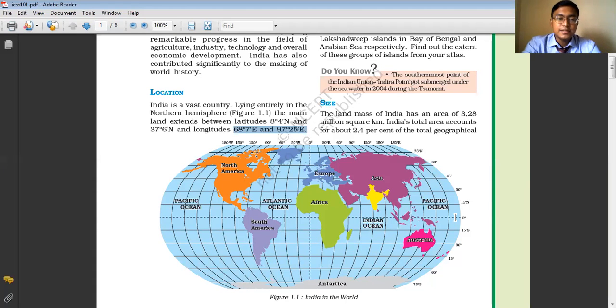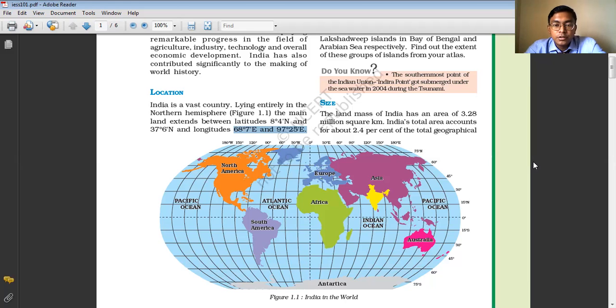Okay, so India lies entirely in the northern hemisphere, between 8 degrees 4 minutes north and 37 degrees 6 minutes north latitude. And the Tropic of Cancer passes through the center of our country. It passes through states like Rajasthan, some parts of Gujarat, Madhya Pradesh, West Bengal, Tripura.